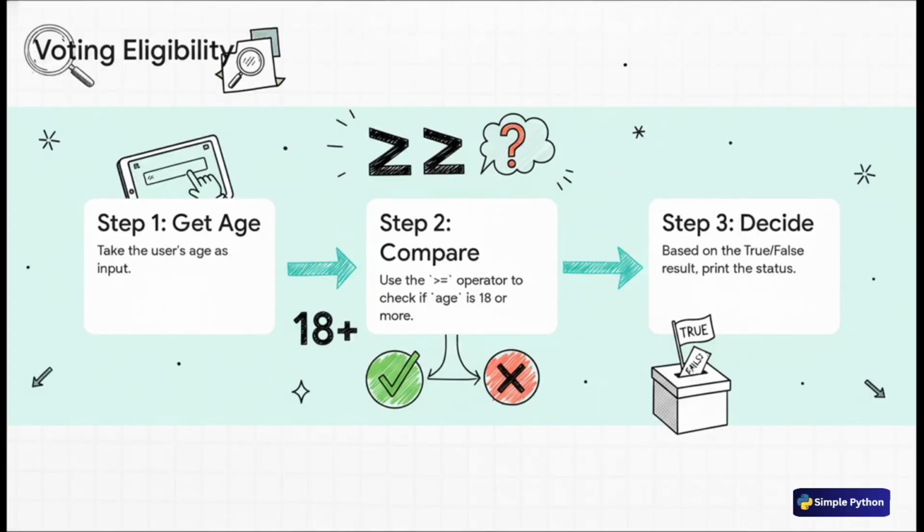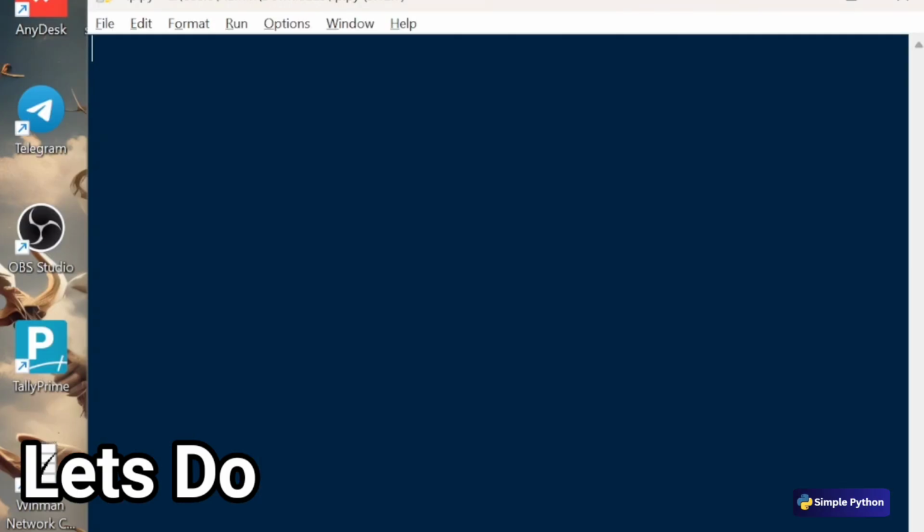So let's go back to that whole age-checking idea. Say we want to build a tiny program to check if someone can vote. The logic is actually incredibly simple. Step 1, you get the person's age. Step 2, you use a comparison operator to check if that age is greater than or equal to 18. That's it. The result of that one comparison, which will be true or false, tells you exactly what message to print to the screen.